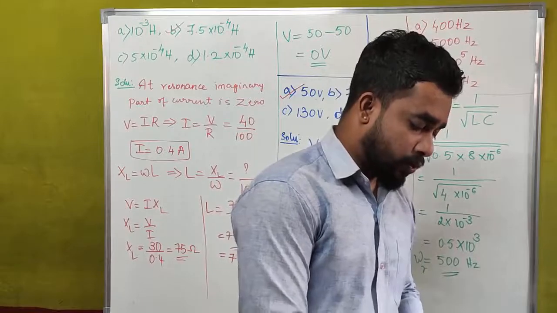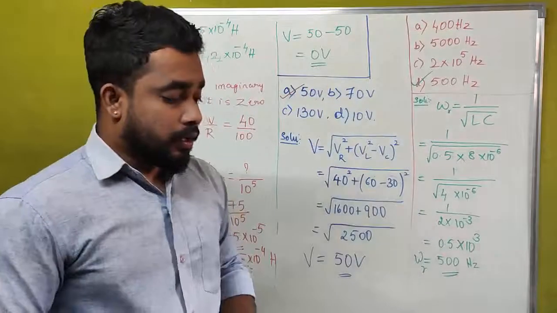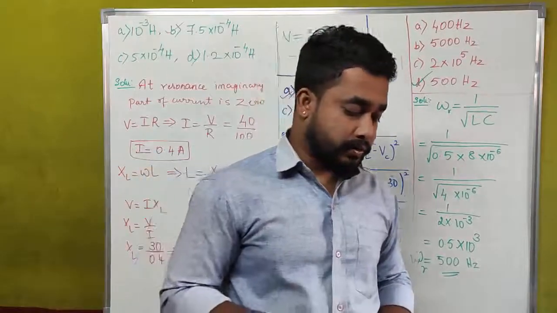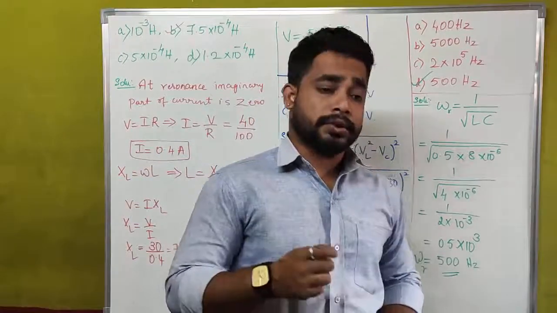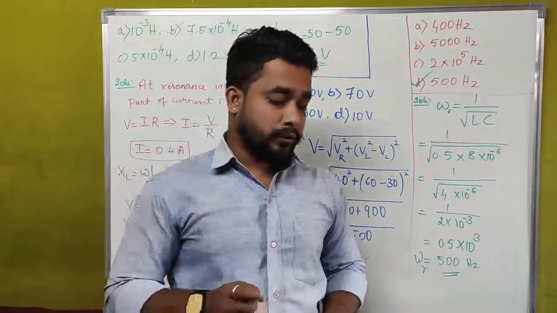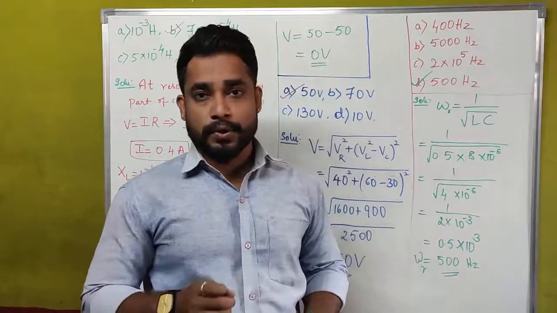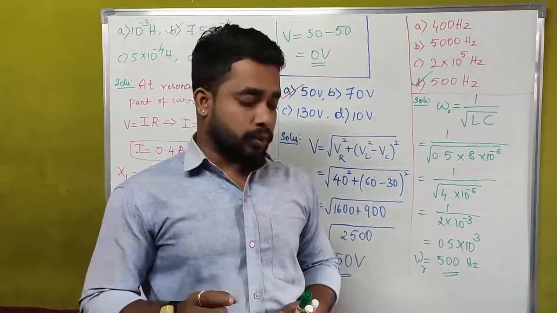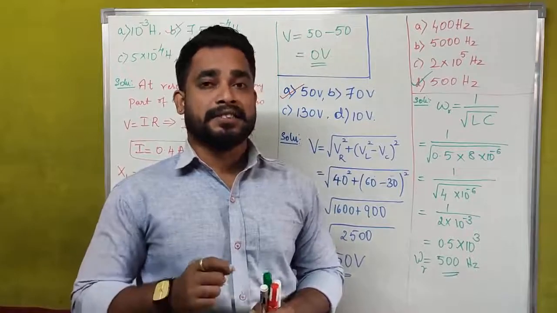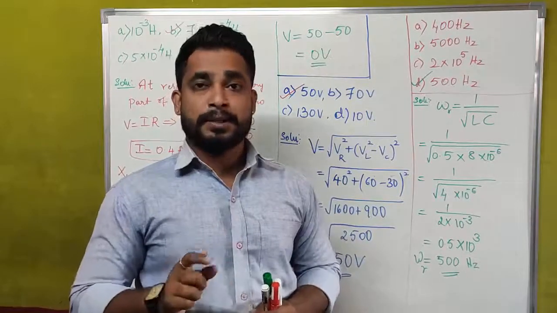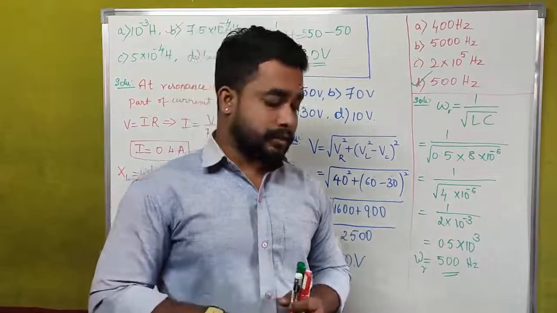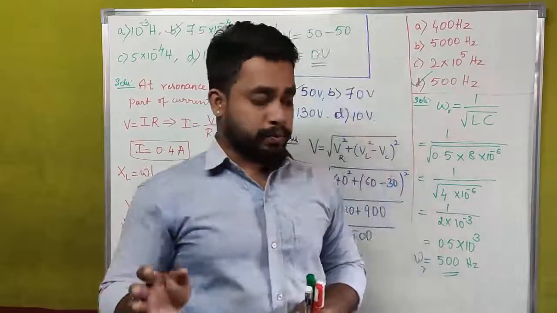And one more question is the reactance of the coil when used in an AC power supply of 220 volts 50 cycles per second. 50 cycles per second is nothing but 50 hertz. Hertz means cycle per second.